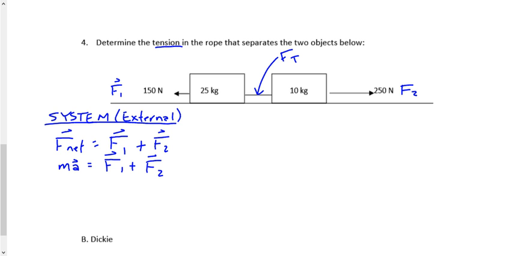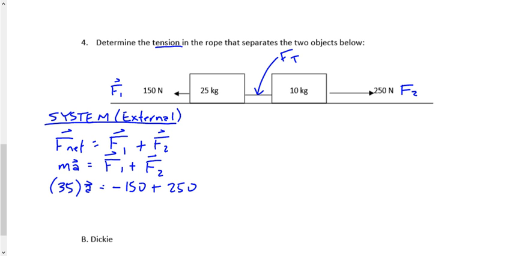Now, what mass do we use? 25, 10, or do we use 35? And what mass are we going to use here? Yeah, we're going to use 35 because we're analyzing the entire system here. We don't know what the acceleration of the system is. F1 is negative 150 because it's to the left, and F2 is positive 250 because it's to the right.